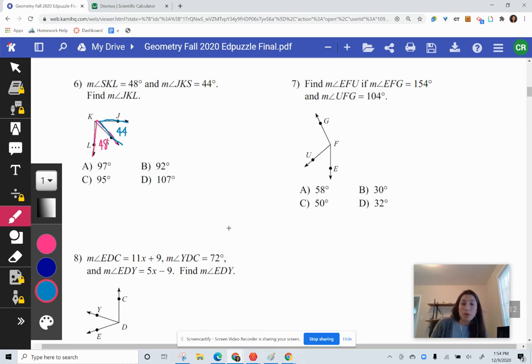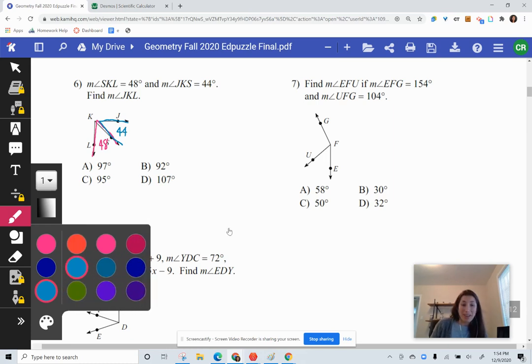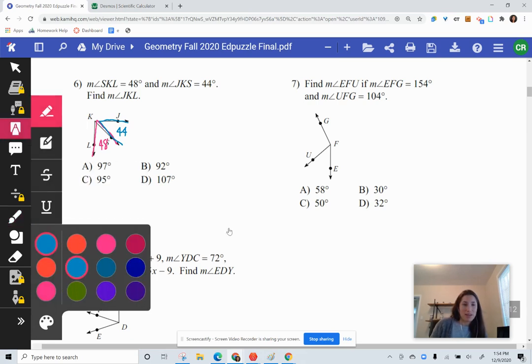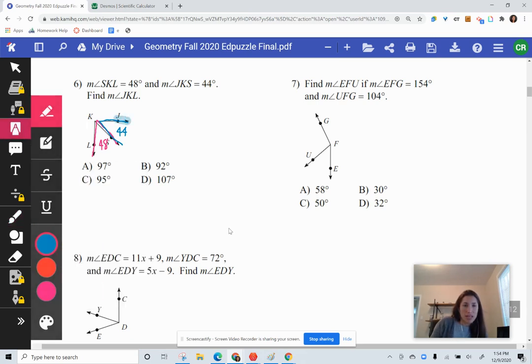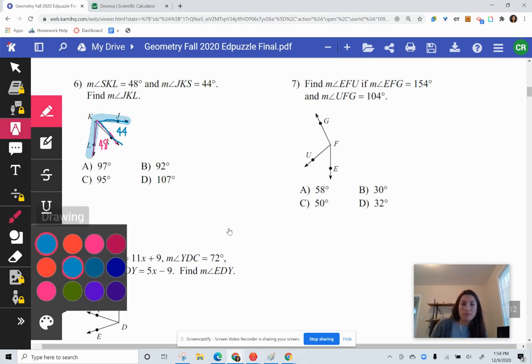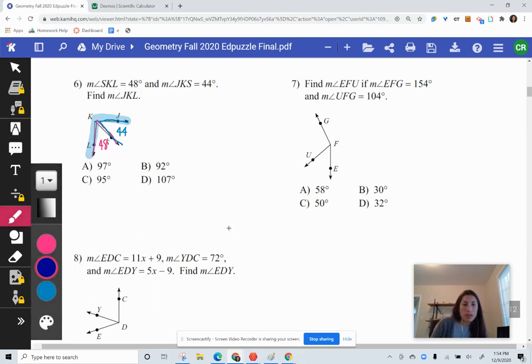So what we are looking for is JKL. Let me use a highlighter for that. So we're looking for the entire angle. We can take 48 and add 44 with it to get the entire angle. When we add that, that should be 92 degrees. Yes. So that's our angle addition postulate.